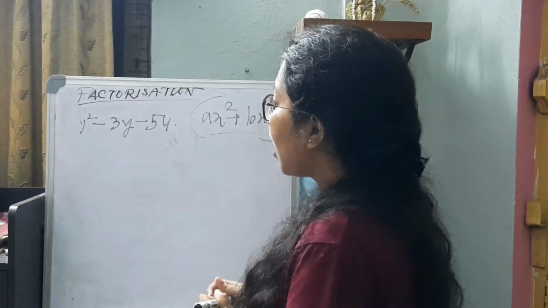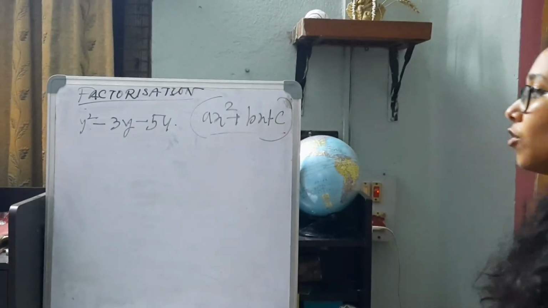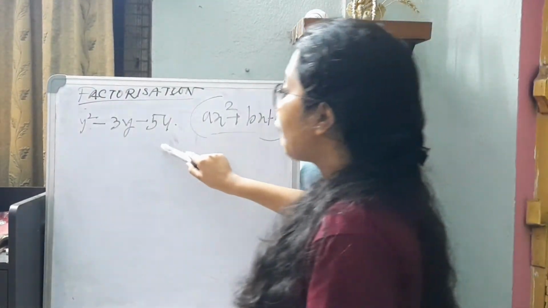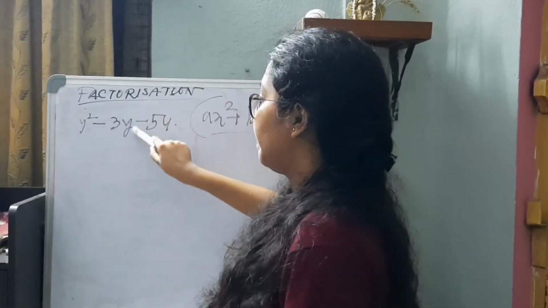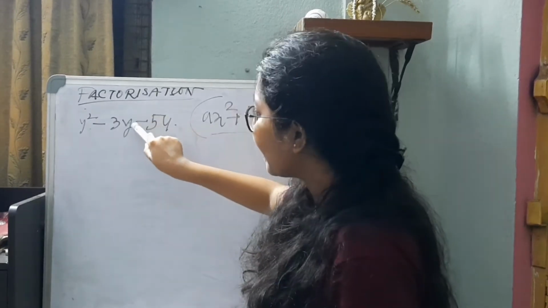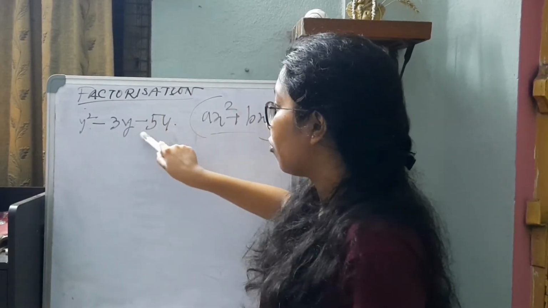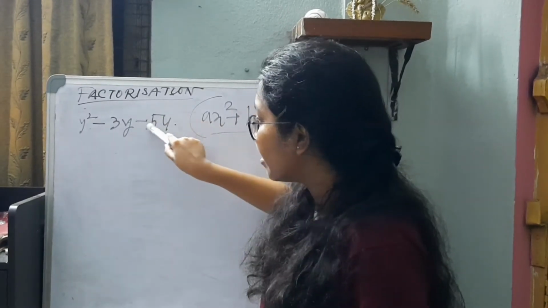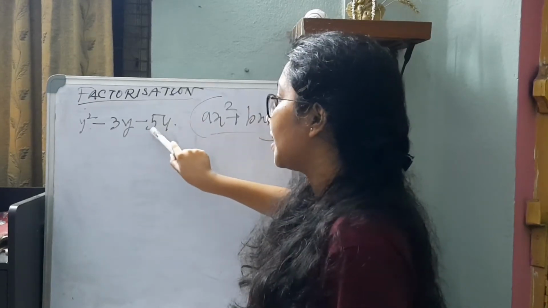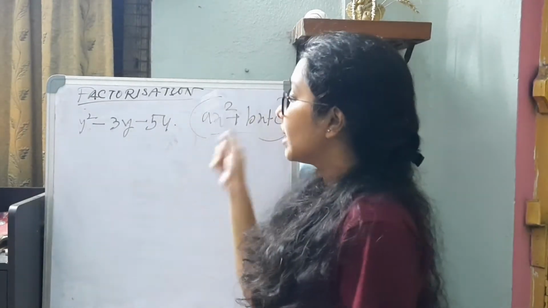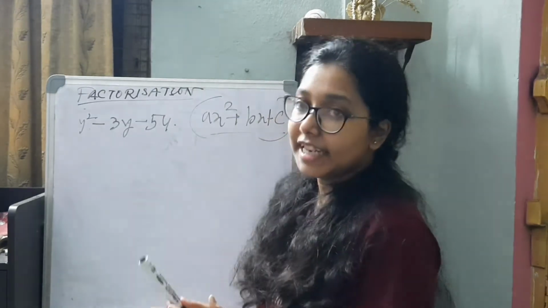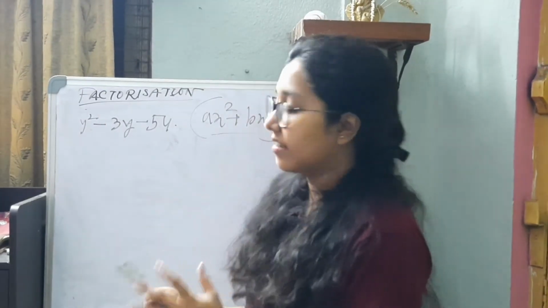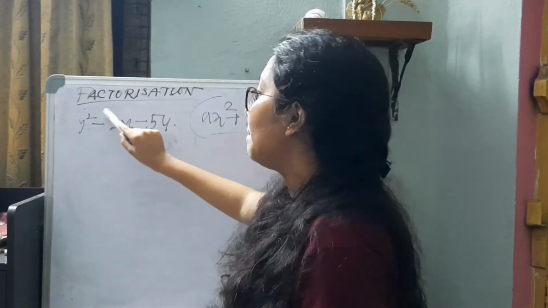So first of all, how do we do it? We have to go and check the factors of this part, that is including the sign, that is minus 54, that is what are the factors of this numerical part such that the difference or the addition of these factors result in a minus 3.